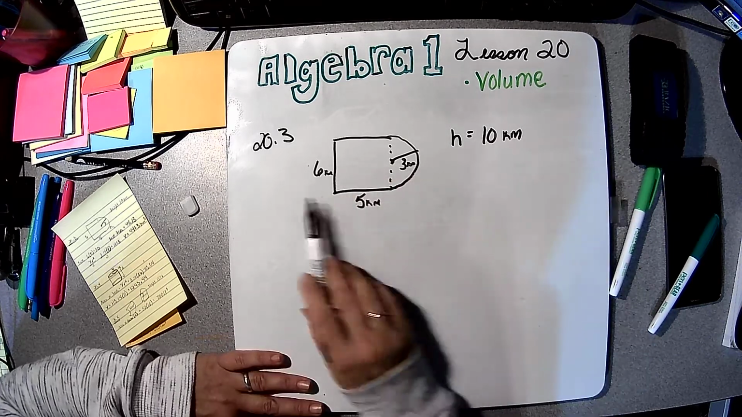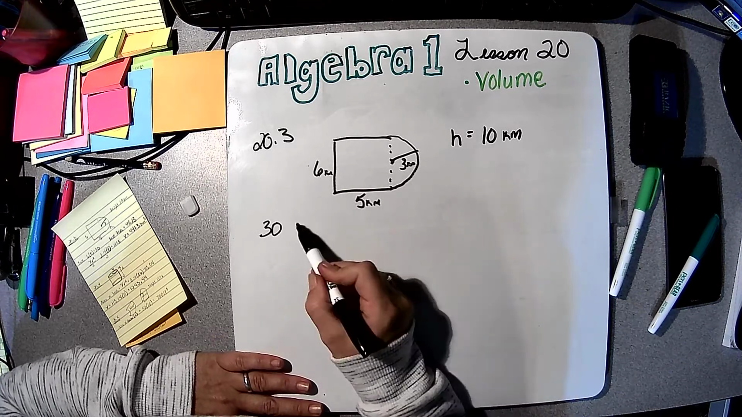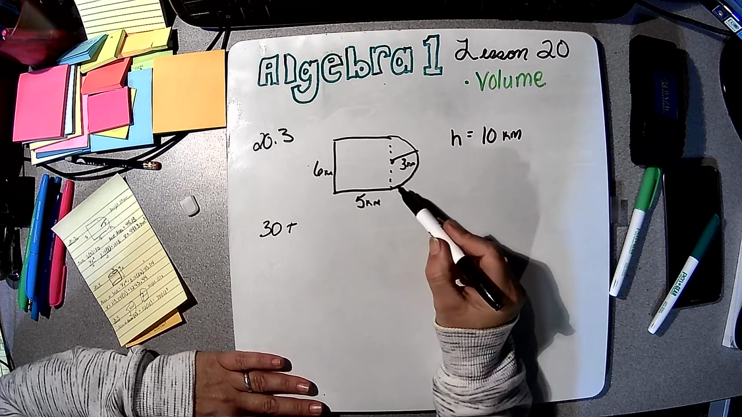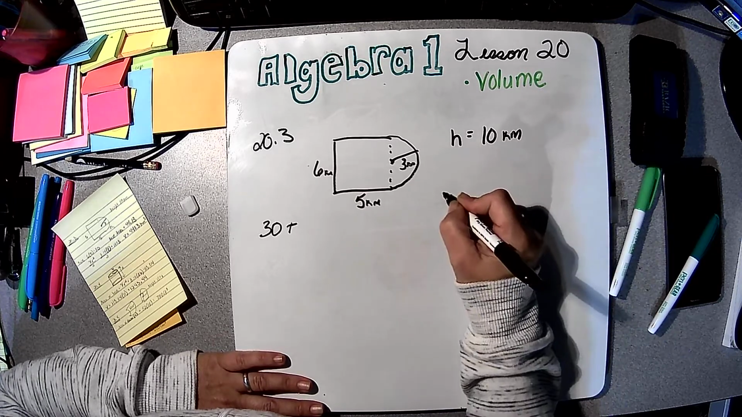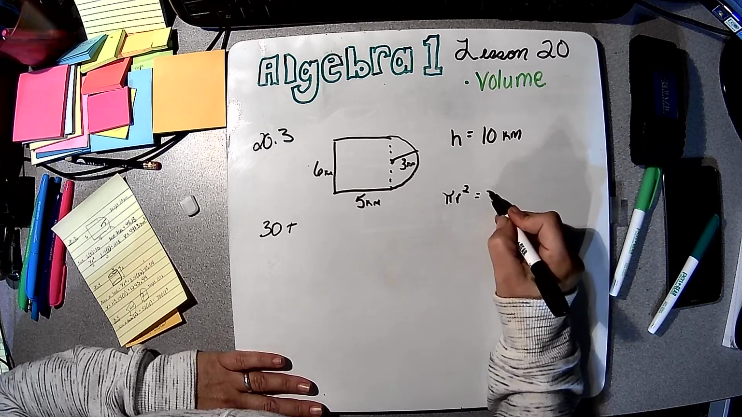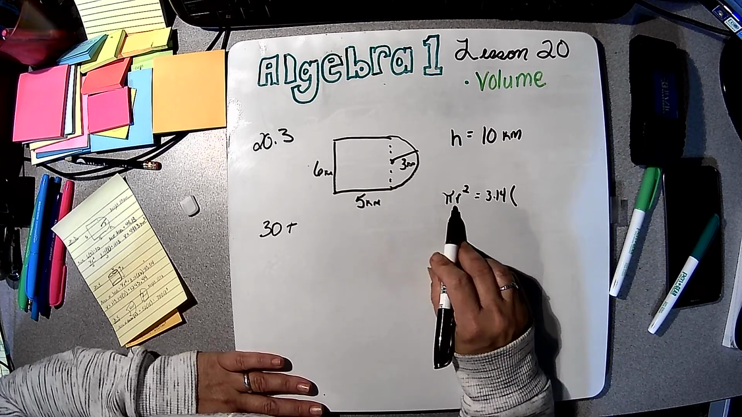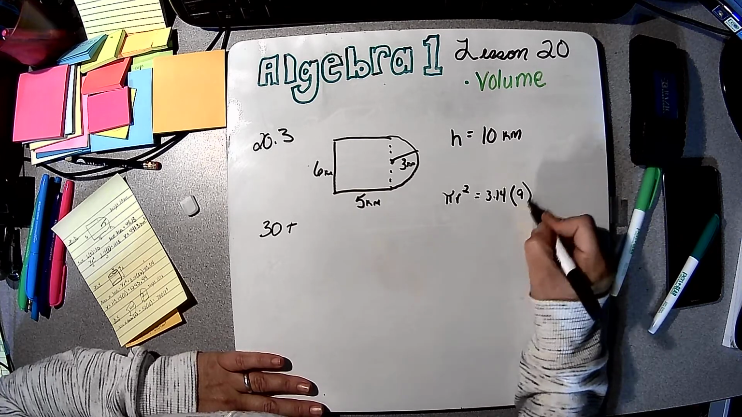Okay, so first we can figure out this one real easy. 6 times 5 is 30. Then we're going to have to add to that this half a circle right here. So the area of a circle is pi r squared. Pi is 3.14, and then we're going to multiply that times r, which is 3 squared. 3 times 3 is 9.